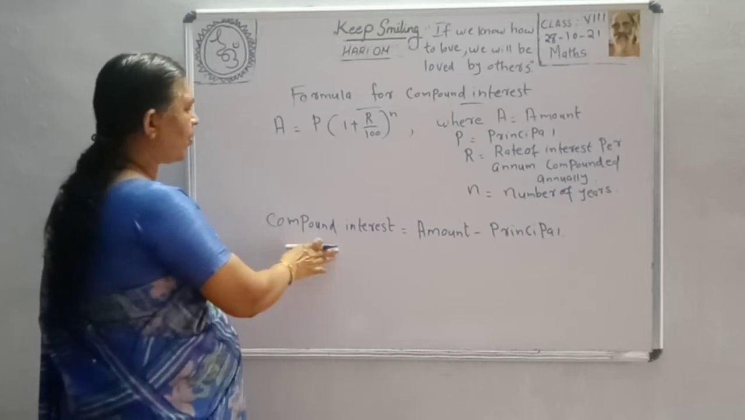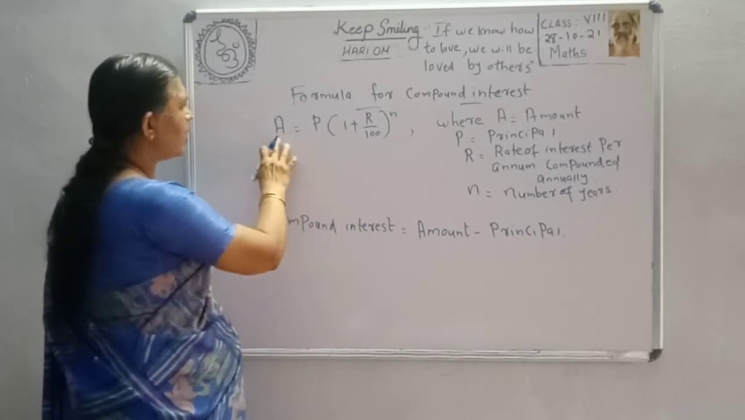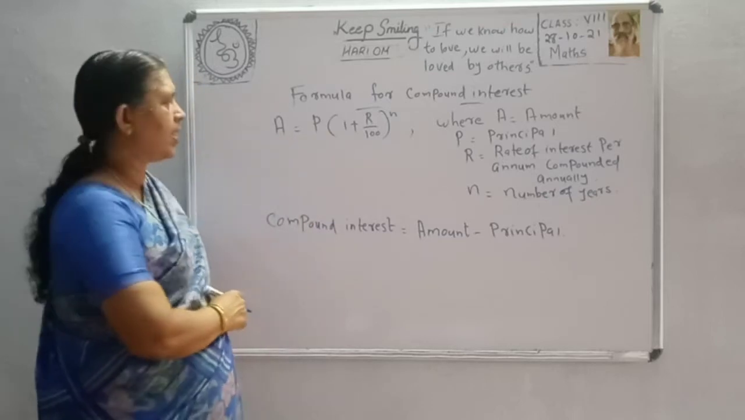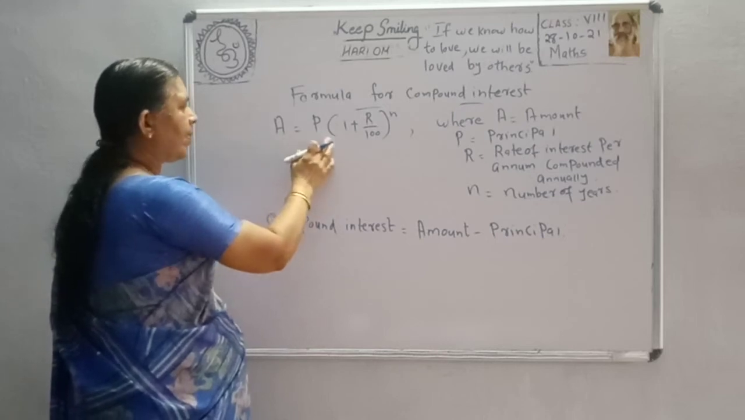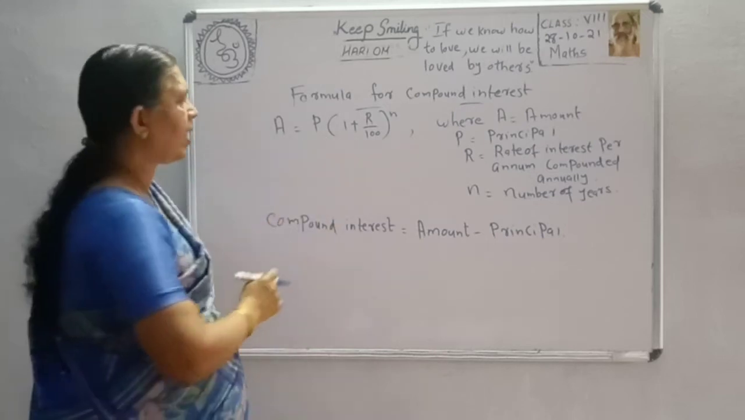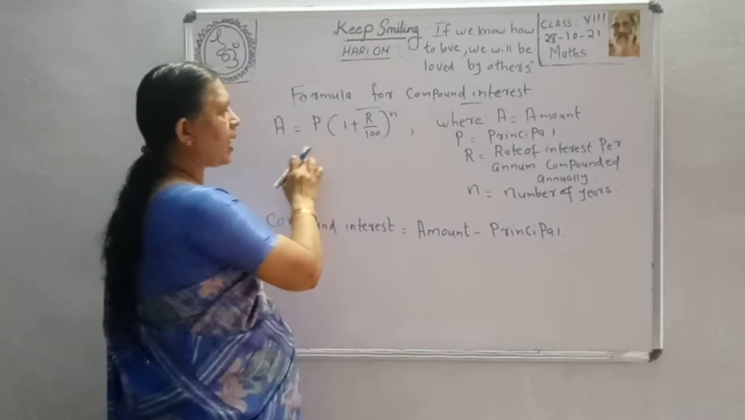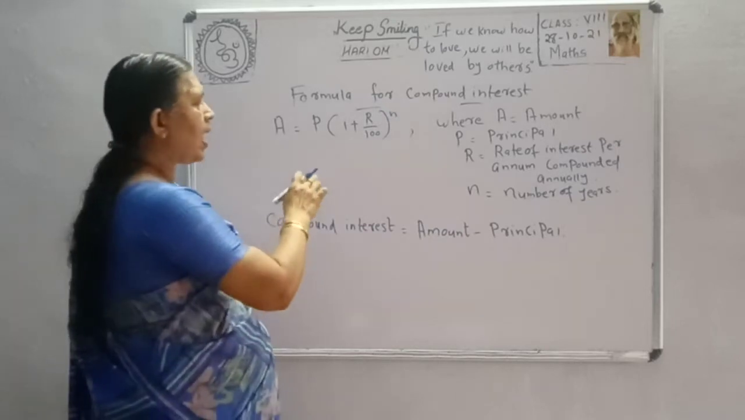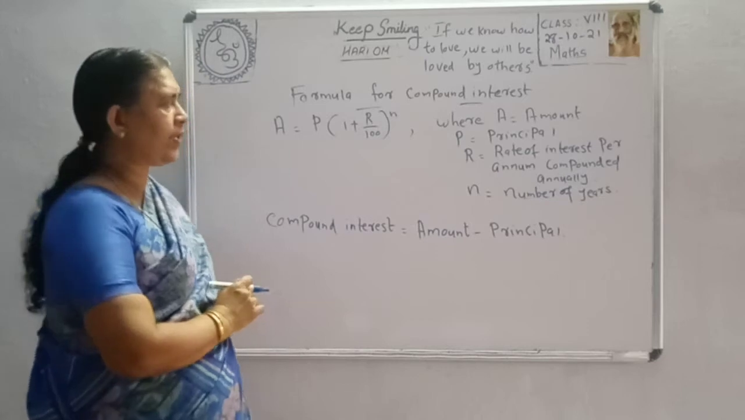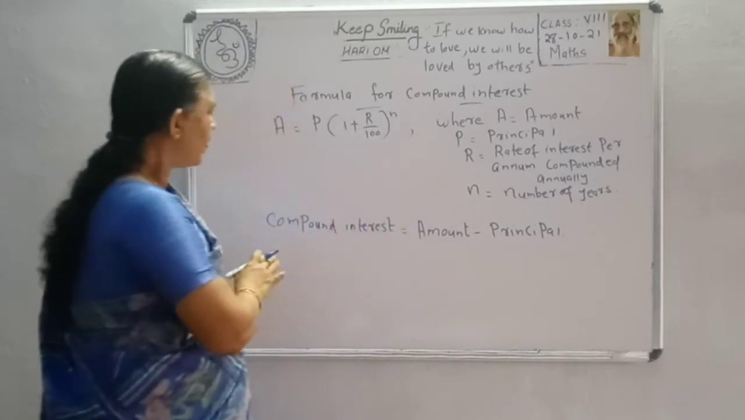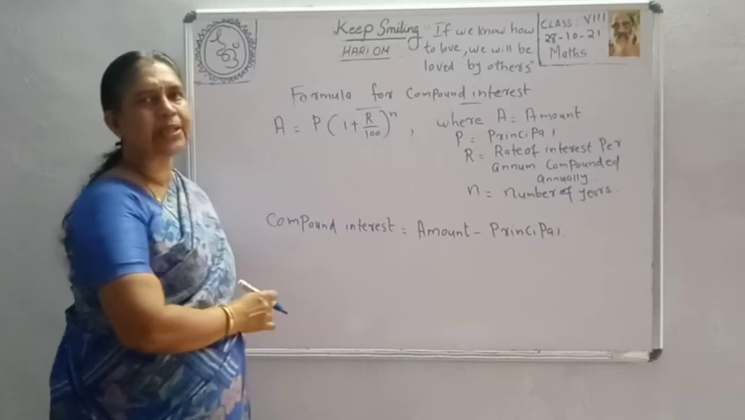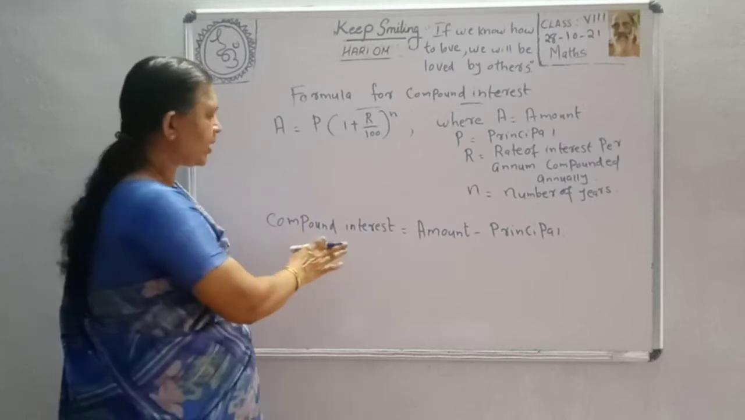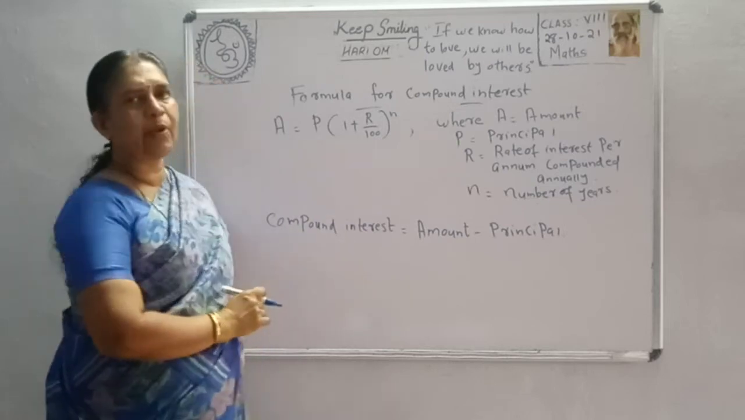Then what is the compound interest? If we find the amount, then we can find the compound interest using the formula amount minus principal. So amount is equal to P into 1 plus R by 100 the whole raised to n, where A is the amount, P is the principal, R is the rate of interest per annum compounded annually, and n is the number of years. Then compound interest is equal to amount minus principal. So if the amount and principal are known, we can find the compound interest using the formula.